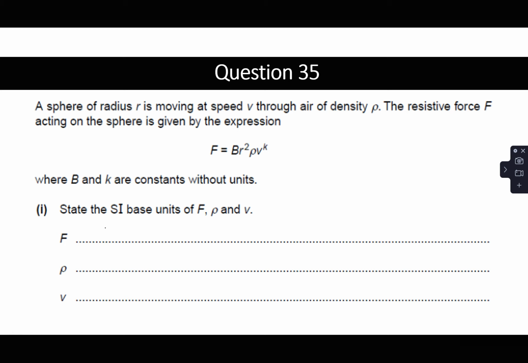R is radius, V is speed. So V is going to be meters per second. Rho is density, density is kilogram per meters cubed. F is force, force is mass times acceleration, so that is kilogram meters per second squared. I think that one is home and dry, that is easy. Next part.